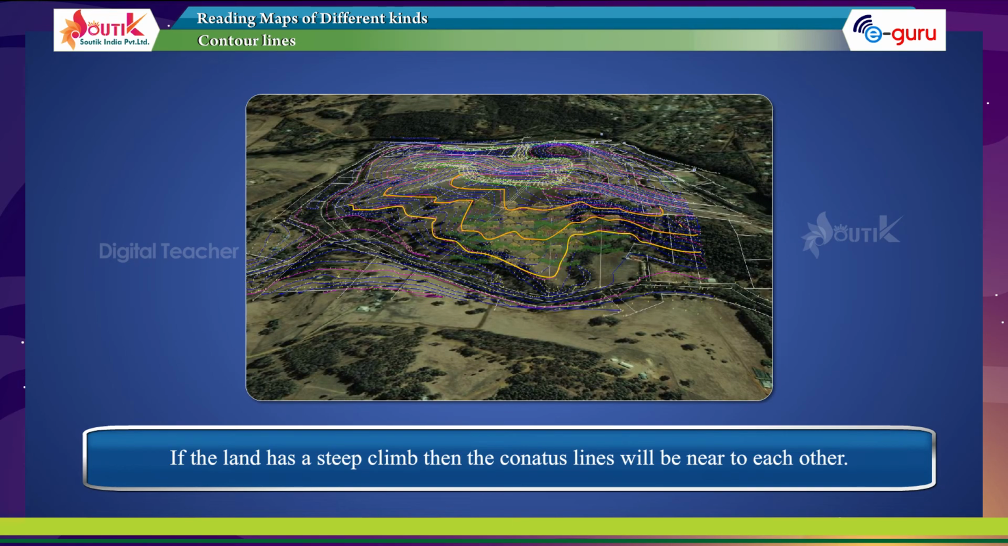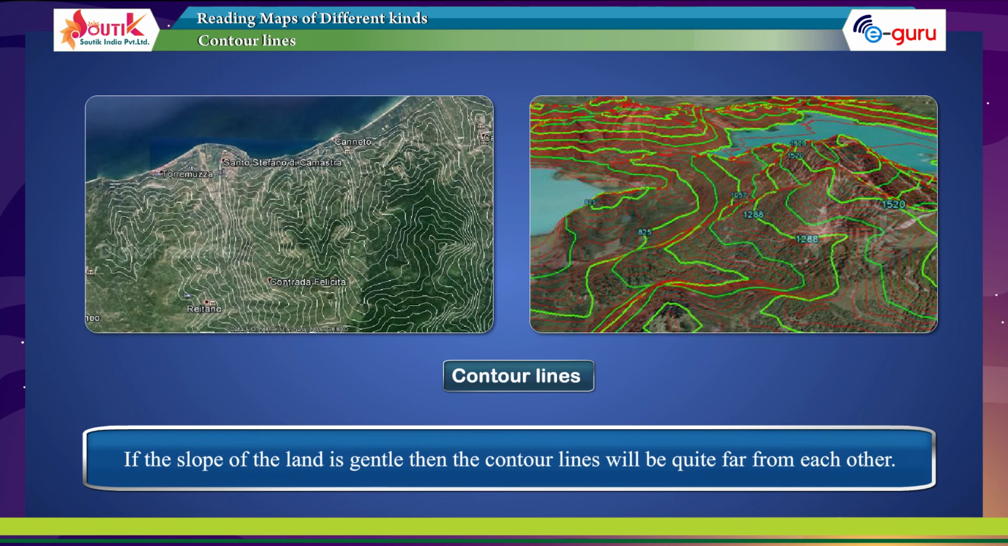If the land has a steep climb, then the contour lines will be near to each other. If the slope of the land is gentle, then the contour lines will be quite far from each other.